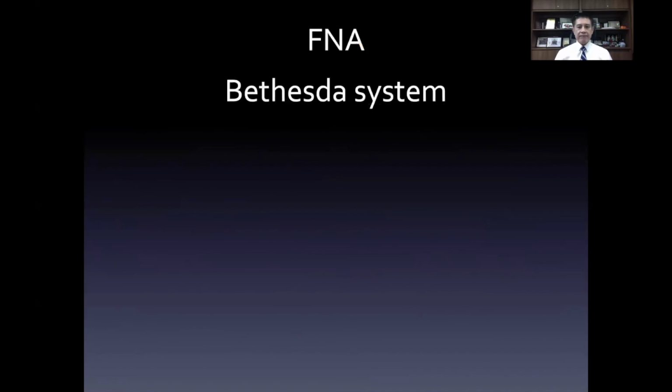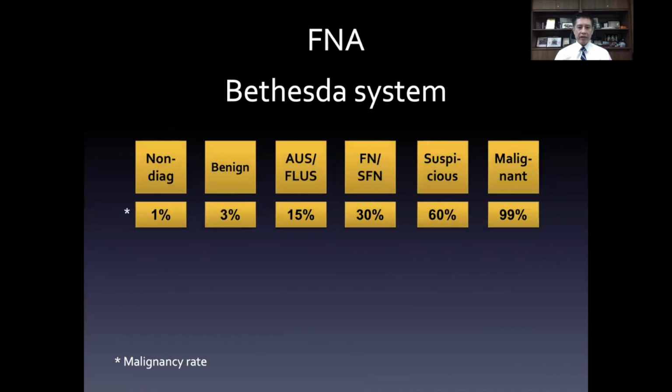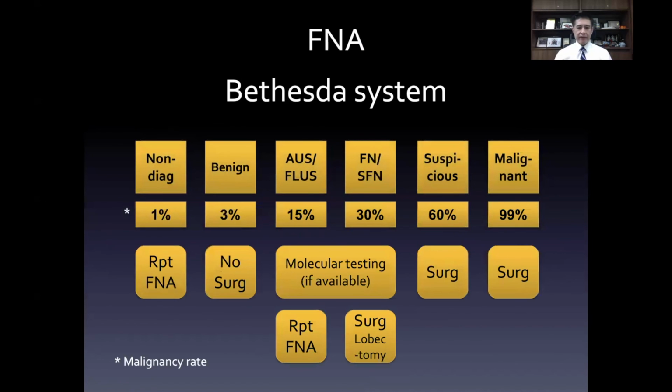The cytology is then subjected to the Bethesda system reporting. And here are shown the 6 categories: non-diagnostic, benign, atypia or follicular lesion, follicular neoplasm, suspicious, and malignant categories, and the corresponding malignancy rates as shown. And with it, we can also determine the management algorithm according to the various categories.